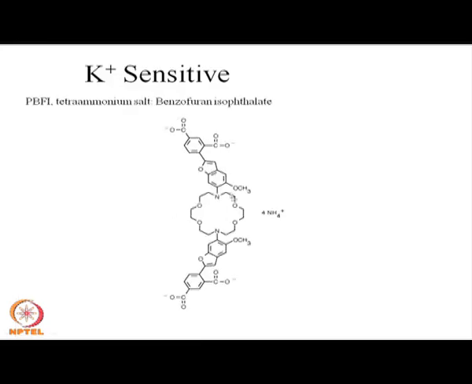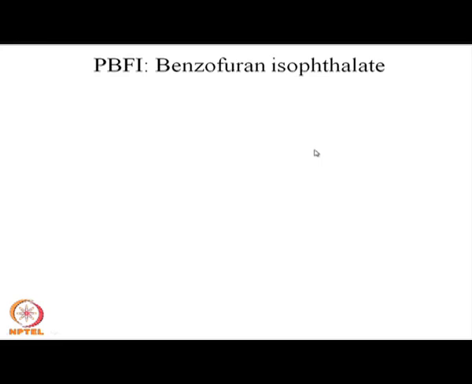So naturally, the other things are very similar to each other. You do not need to think about the other parts, it is benzofuran isophthalate. So its cavity size is naturally bigger than the cavity size of the other one, SBFI. So in this case, it is found to be selective to potassium ion, and the other one was found to be selective to sodium ion. So, what is the observation?